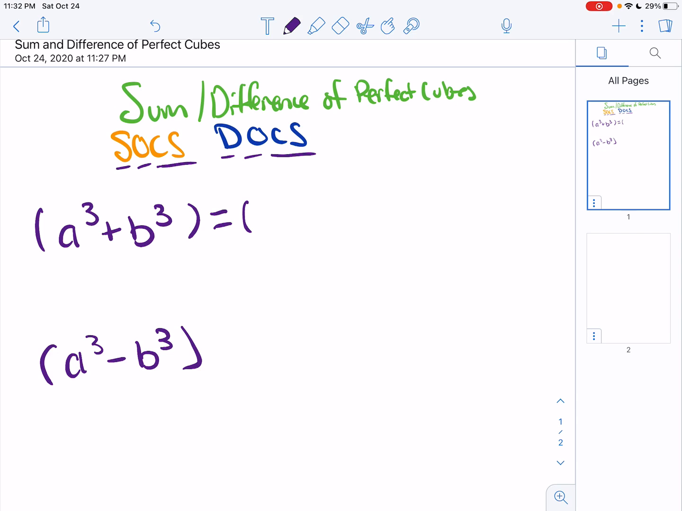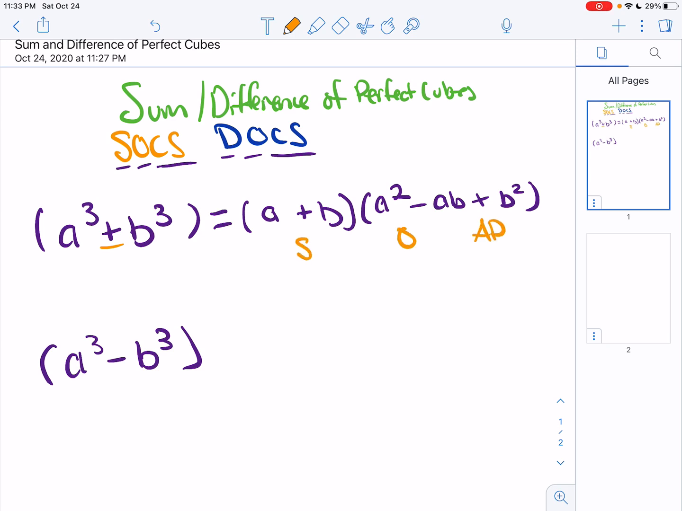Basically, we have the formula: a squared, a plus b, a squared, ab, b squared. And one good way to remember this for the signs is we need to SOAP it. So what does that mean? If I have a to the third plus b to the third, my sign is a plus sign. So SOAP: same, opposite, always positive.